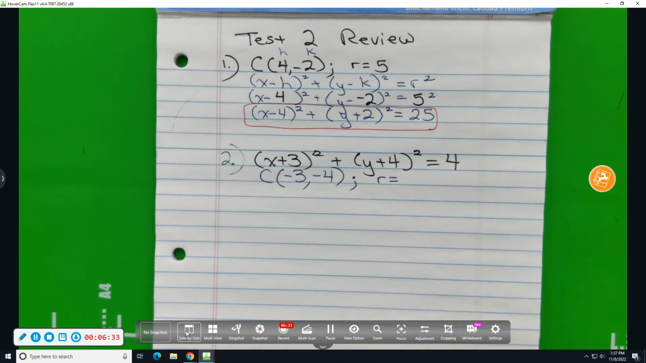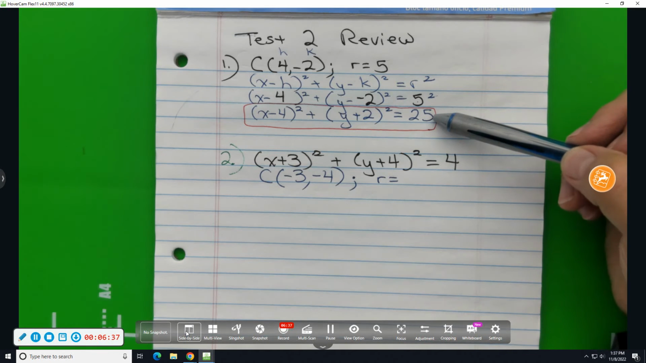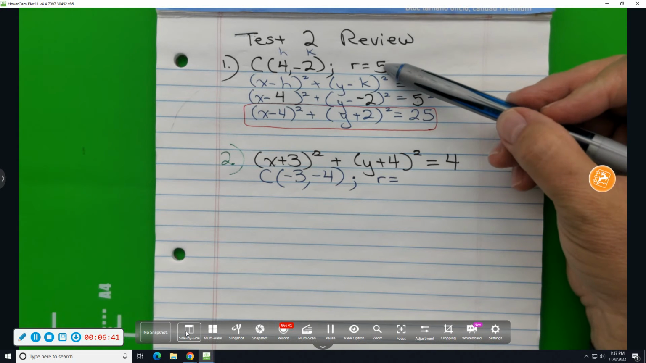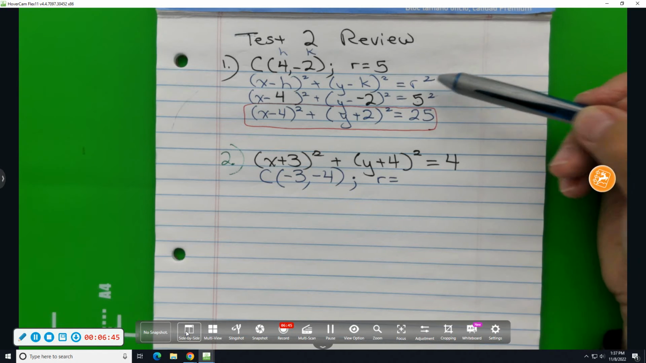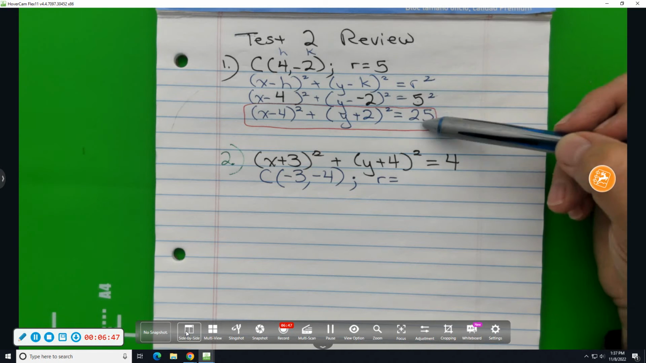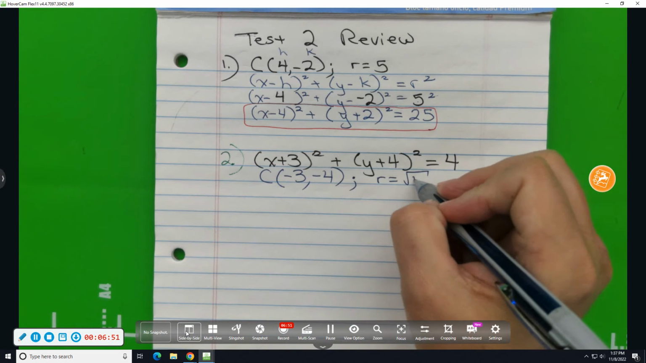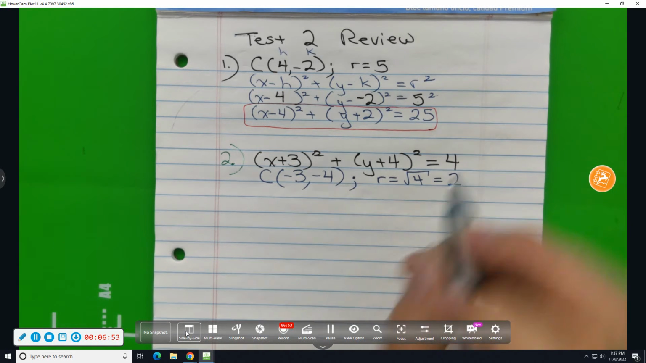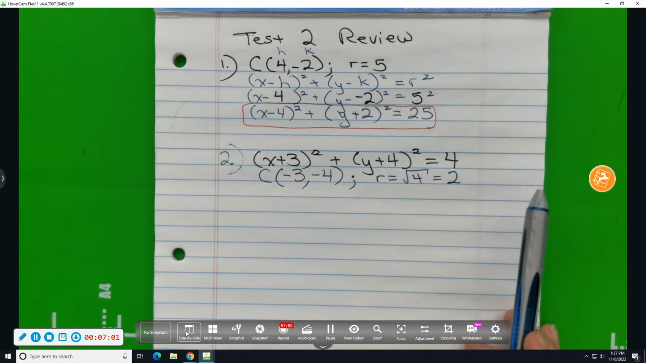Now the radius. Realize what you see here when you're looking at center radius form, that's not the radius. To go back to the actual radius, you have to undo that squaring, which means you have to take the square root. So the square root of 4 is equal to 2. So our center is at negative 3, negative 4. Our radius is positive 2.